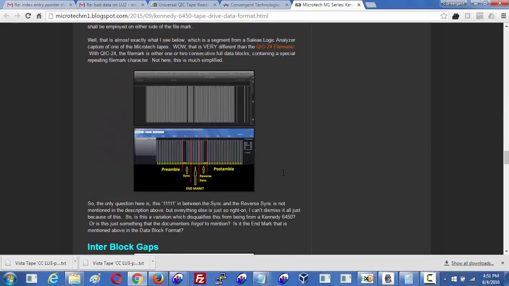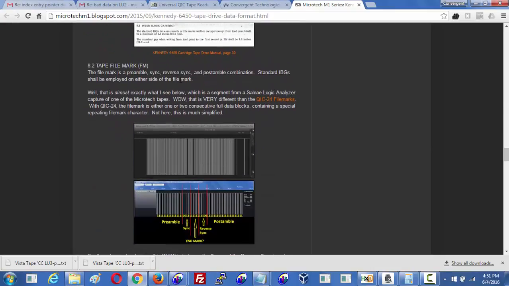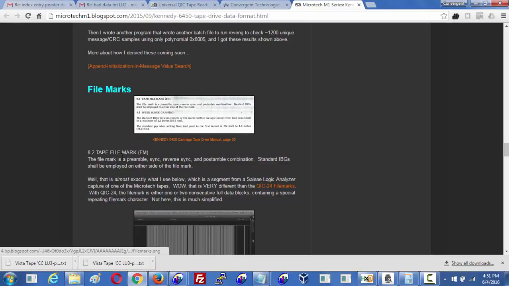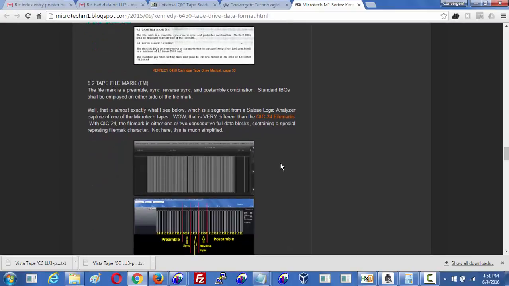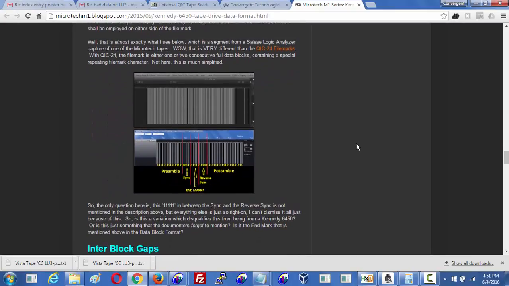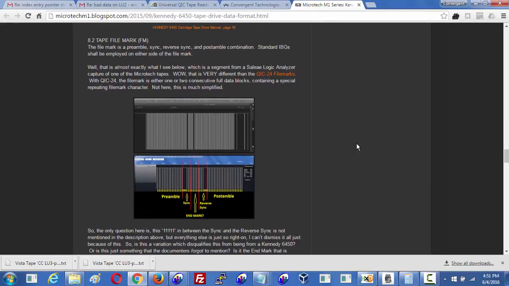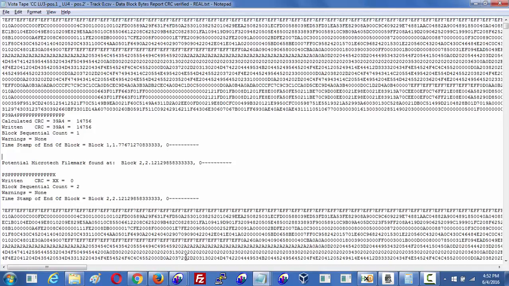I believe the file mark is right here. This is how this works. Here's the documentation. I then show what that looks like, and I think I even find an omission in the documentation. But it all is explained right here.